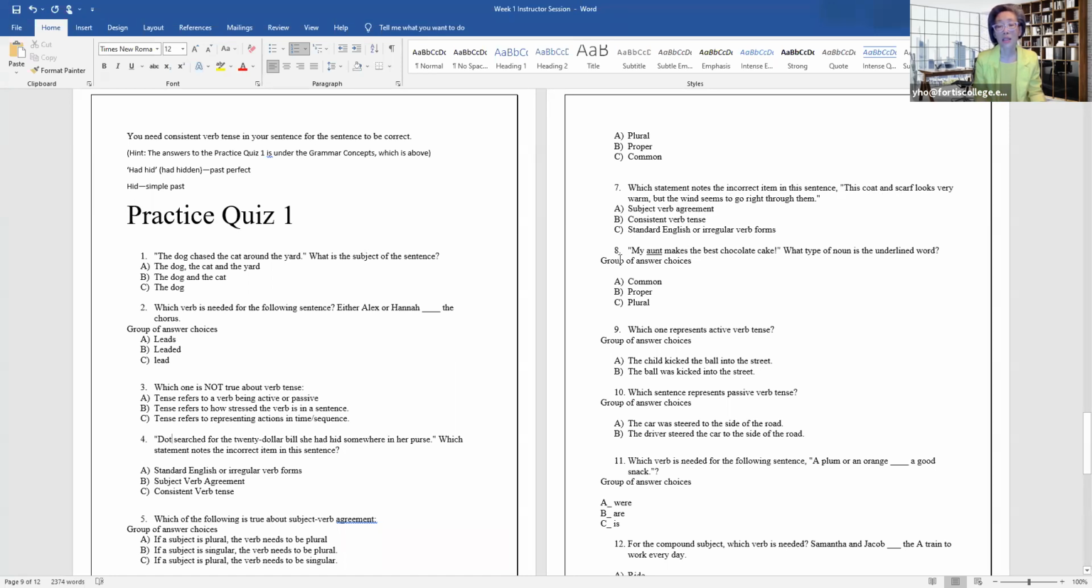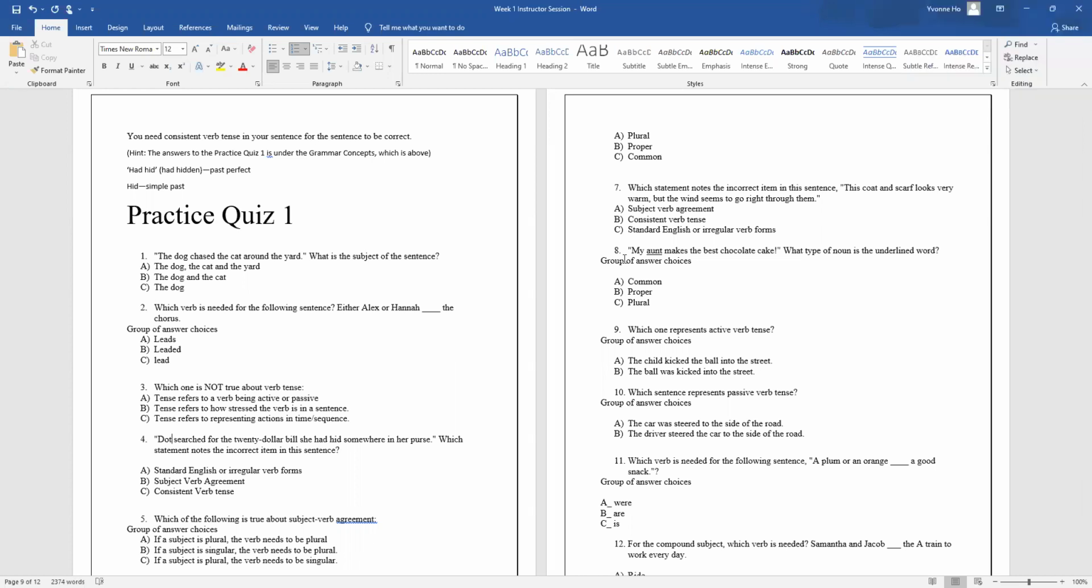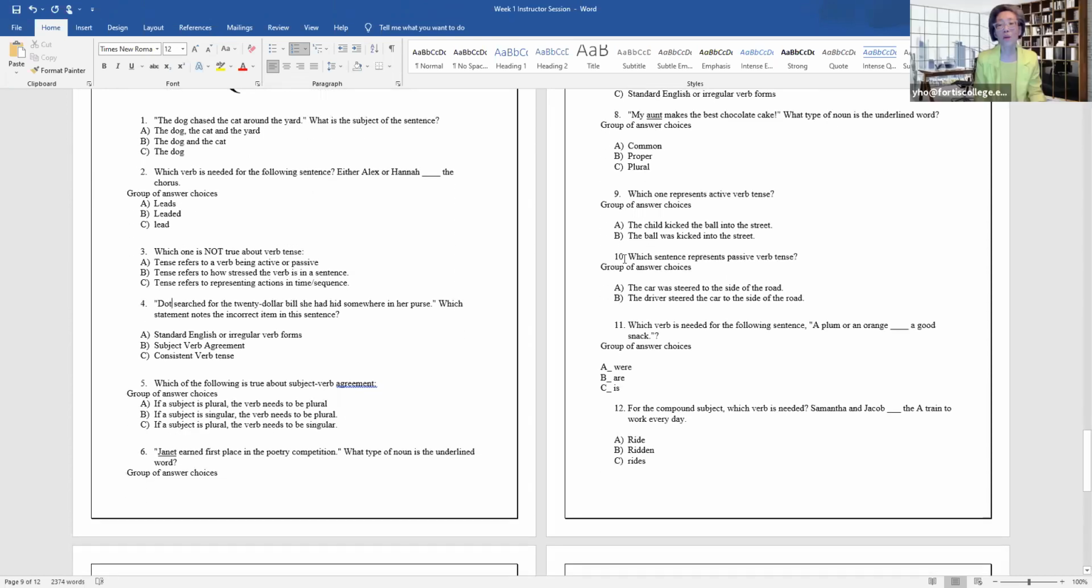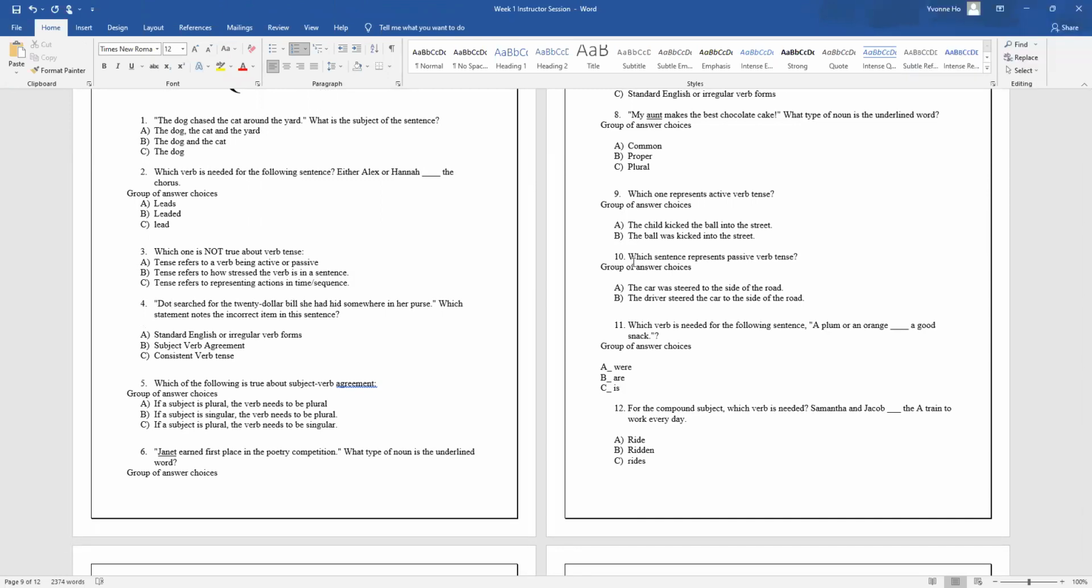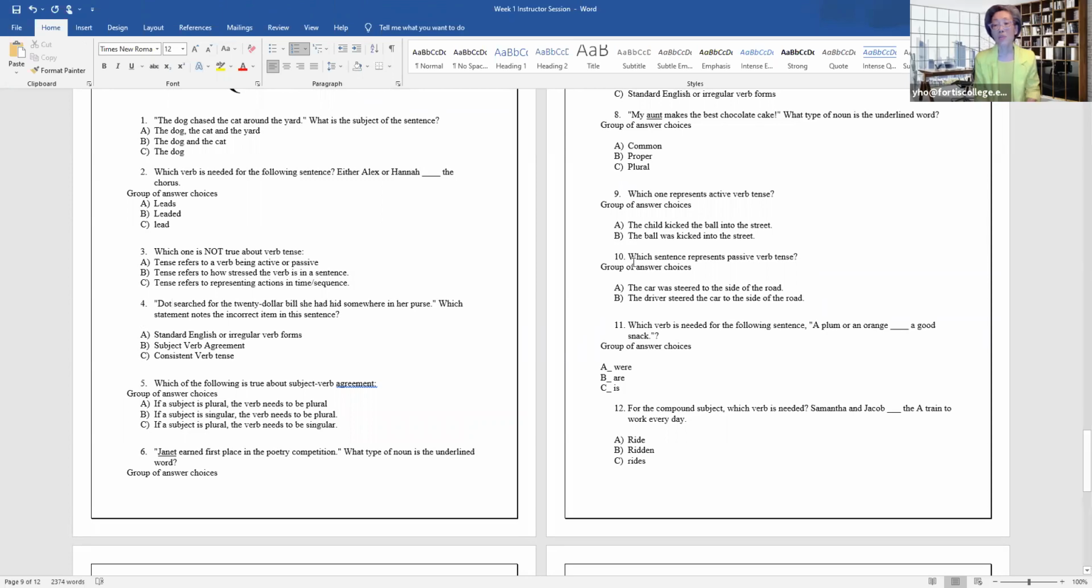Number 8 is aunt, a common, proper, or plural noun? Ashley, common. A, common noun, very good. Which one represents active verb tense, A or B? Gail, A. Excellent. Which sentence represents passive verb tense? Ashley.